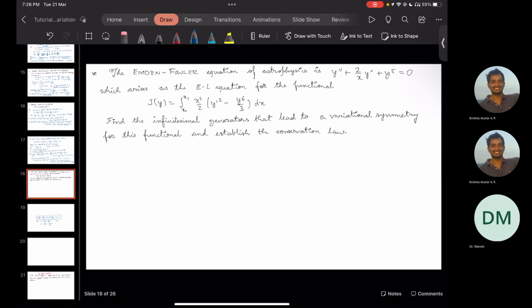So we have many things going on here. First, we need to determine the infinitesimal generators, and then establish the conservation law for the problem. Now let's start.